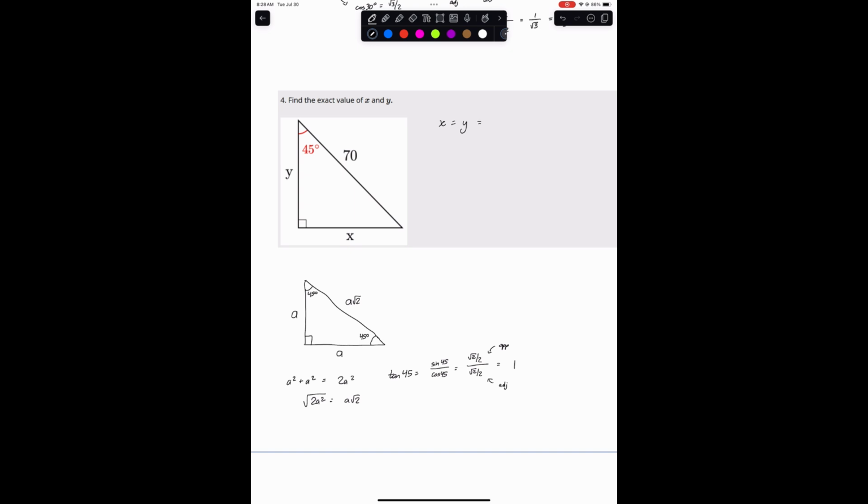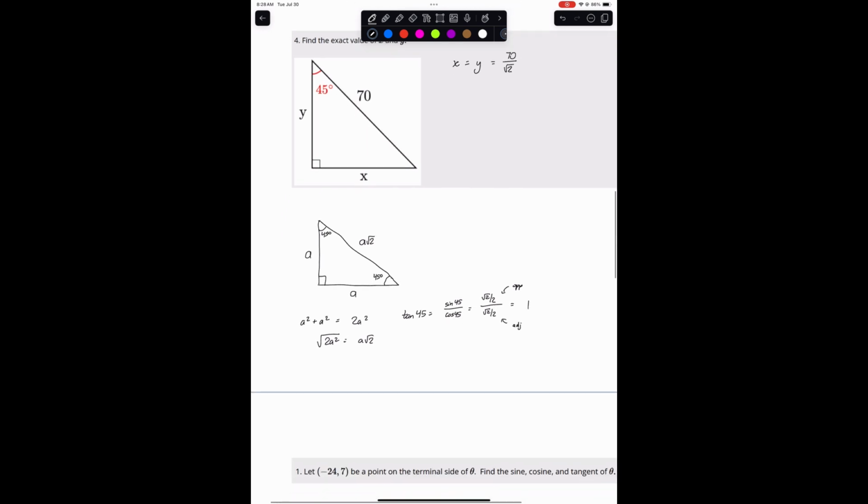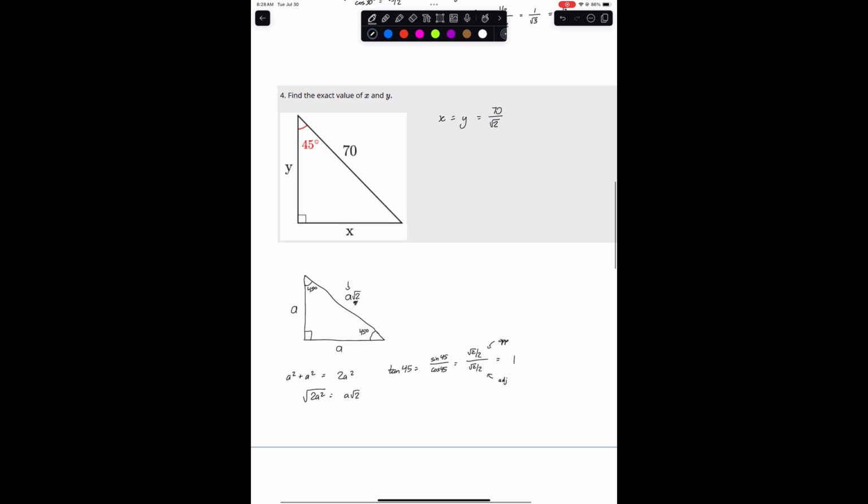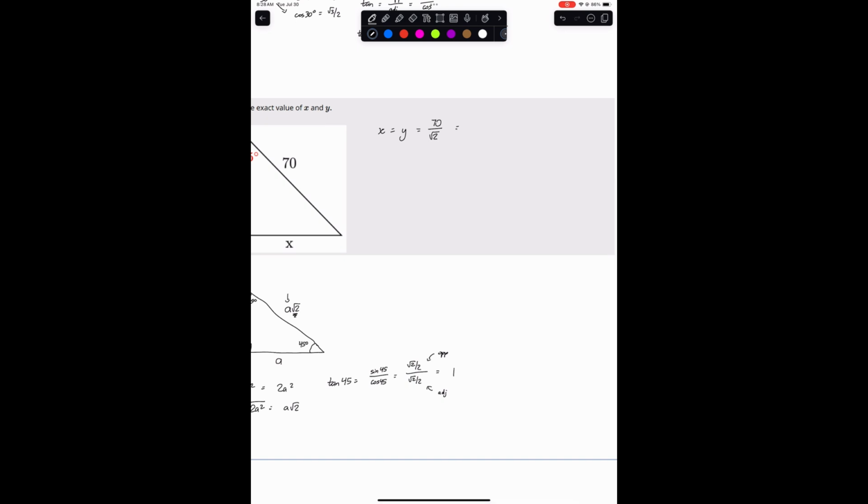equals 70 divided by root 2, because to get this A by itself, you remove this root 2. So this is actually your answer. But you can also rationalize to get 70 root 2 over 2, multiplying top and bottom by root 2, and you get 35 root 2 units. So x equals y equals this. Okay?